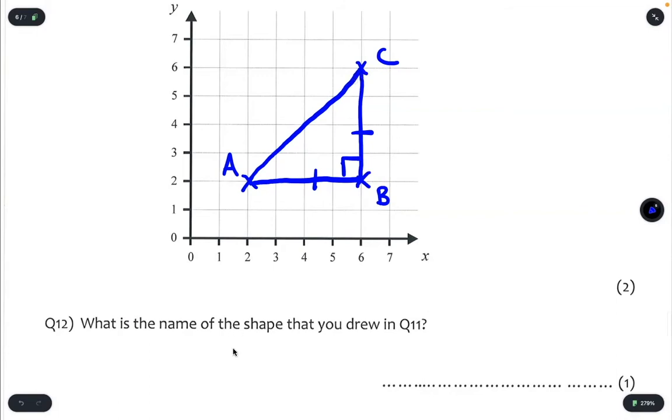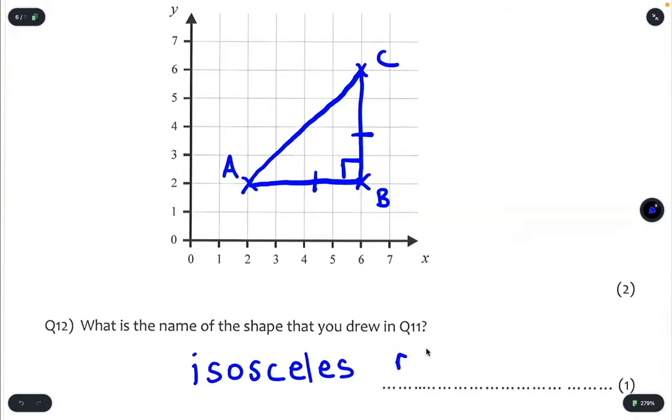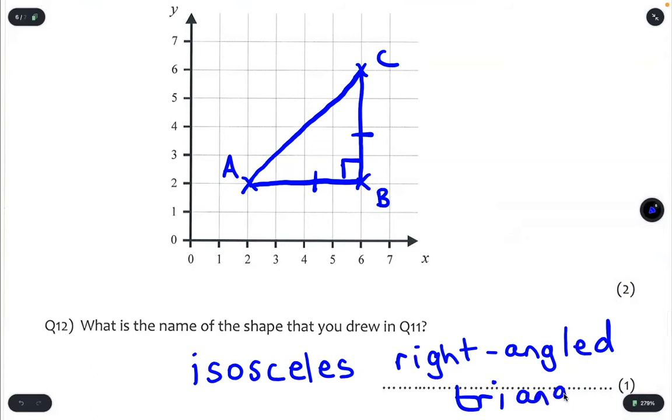So we can say that this is an isosceles because it's got 2 sides the same, right-angled because it has a right angle, triangle. Of course, it is a triangle, but we are being specific here with what type of triangle it is. It's only 1 mark here, so maybe triangle would have been enough. Maybe you could say right angle triangle or isosceles triangle, but this is like the full answer, and you can't go wrong if you give all the details.